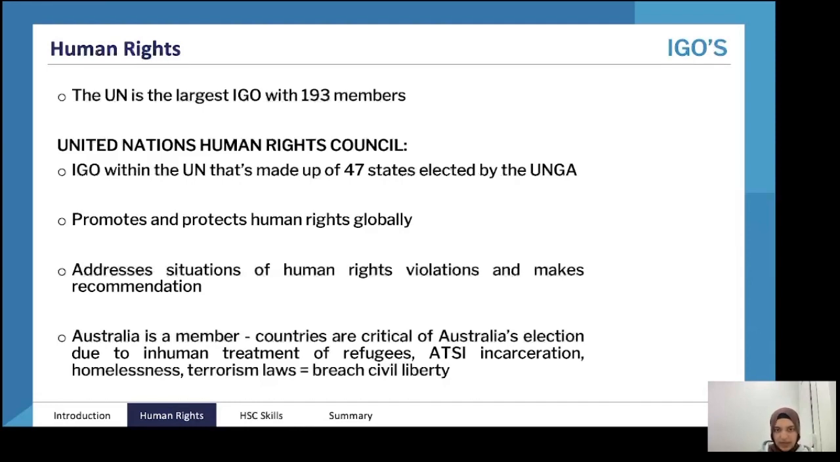But in saying that, many other countries, including the Permanent Five, all have areas where people can criticize them as well and have been criticizing them. So, yeah, something to note there.